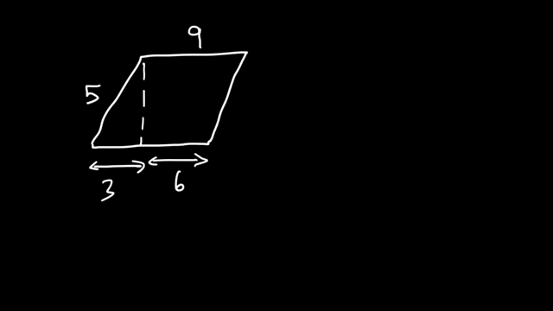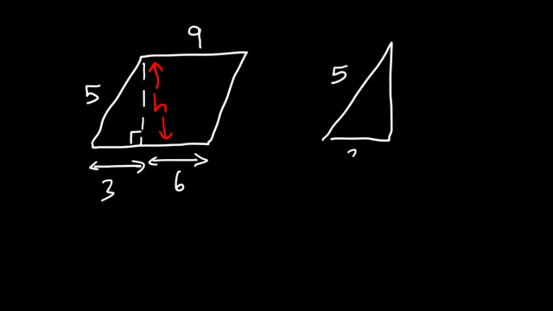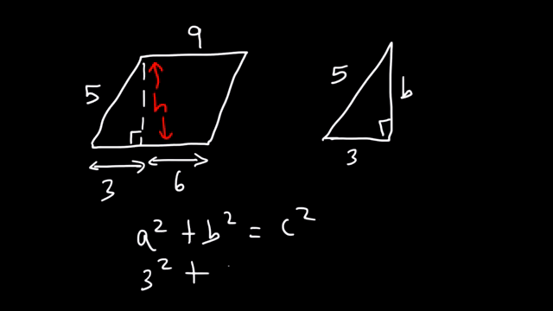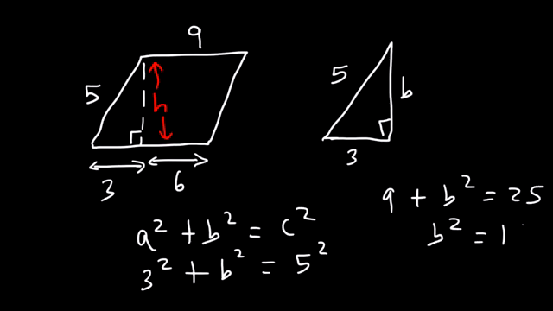In order to find the area, you've got to find the height first. And notice that we have a right triangle. The hypotenuse of the right triangle is 5, and one of the legs is 3. So we've got to find the missing side. We could use a squared plus b squared equals c squared. So a is 3. We're looking for the missing side b. And the hypotenuse c is 5. 3 squared is 9. 5 squared is 25. 25 minus 9 is 16. And the square root of 16 is 4. So the missing side, or the height, is 4.